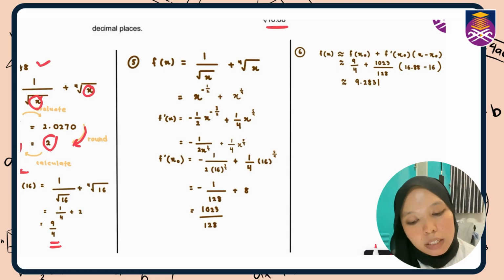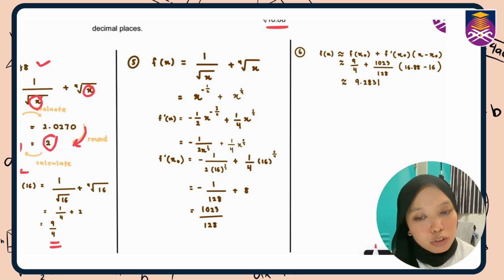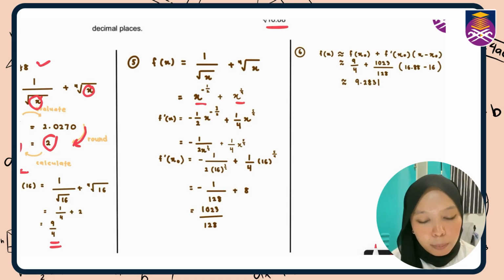So in order to find the first derivative at x naught, we have to find the first derivative of the f of x function. First thing first, we need to transform it into x to the power of negative 1 over 2 plus x to the power of 1 over 4. And then we can differentiate by bringing the power to the front and then reducing 1 from the power. So it will be negative 1 over 2 x to the power of negative 3 over 2 plus 1 over 4 x to the power of negative 3 over 4. And then I will transform it back, and it will be negative 1 over 2x to the power of 3 over 2 plus 1 over 4x to the power of 3 over 4.